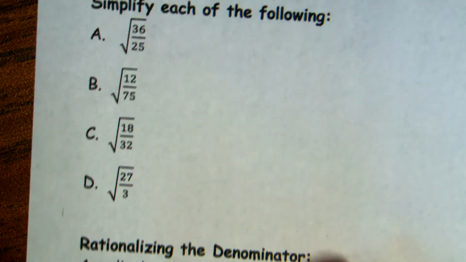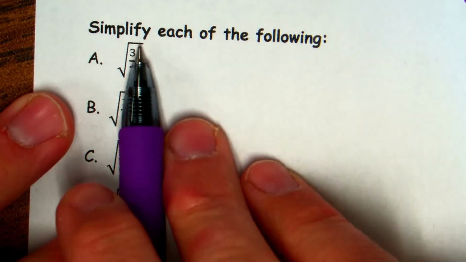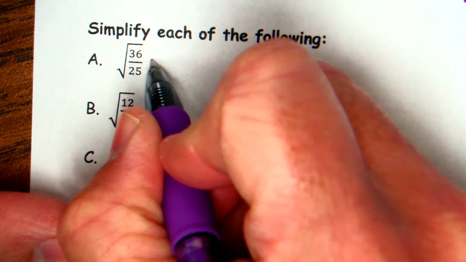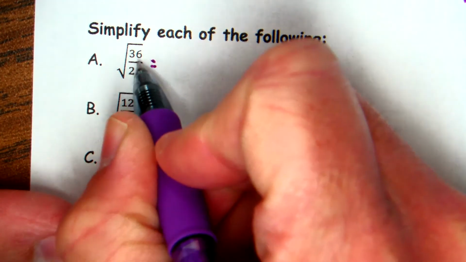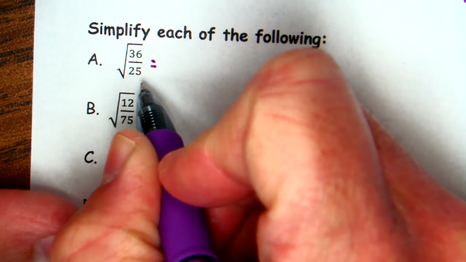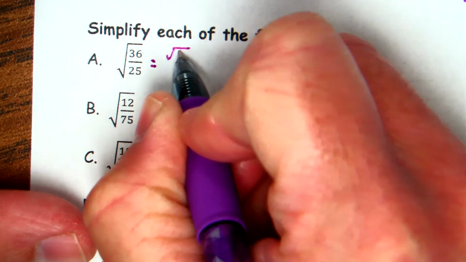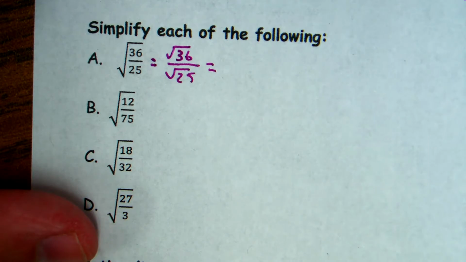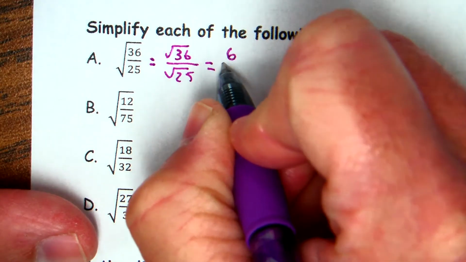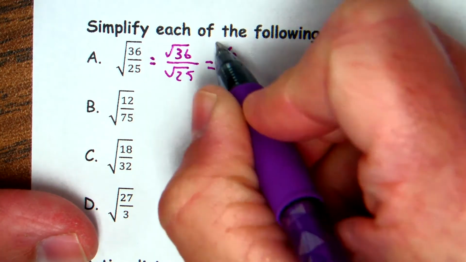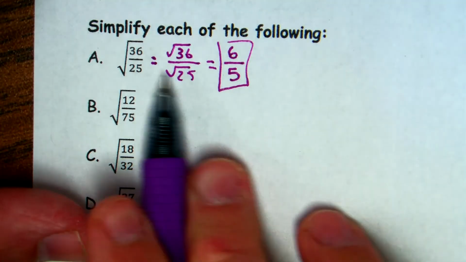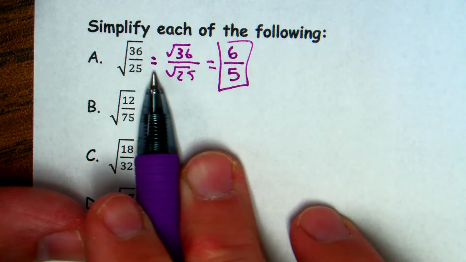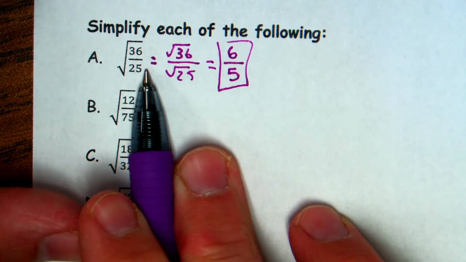Let's do some that are a little more complex. If I wanted to do the square root of 36/25, I can either think about what times itself equals 36/25, or I can think about it in pieces. The square root of 36 is 6. The square root of 25 is 5. Both of these will give me the same answer. 6/5 times 6/5 is 36 over 25.